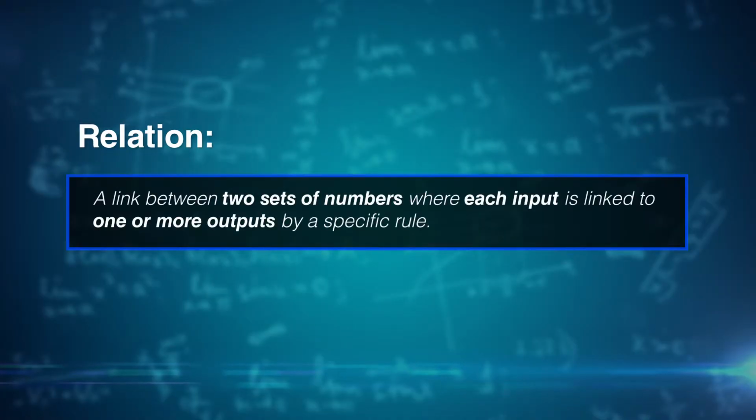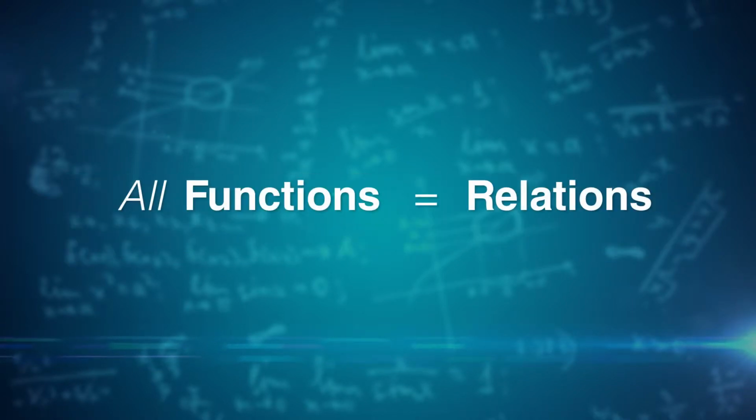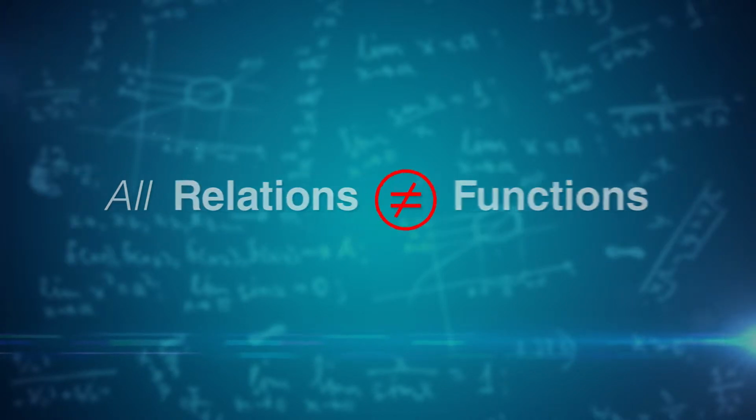A relation is simply a link between two sets of numbers where each input is linked to one or more outputs by a specific rule. A function, however, is a relation except that each input has to have only one specific output. All functions are therefore relations, but not all relations are functions. In the same way that all thumbs are fingers, but not all fingers are thumbs.